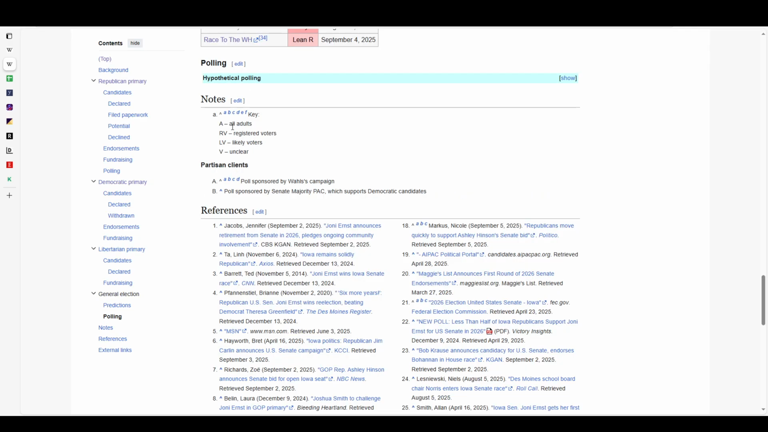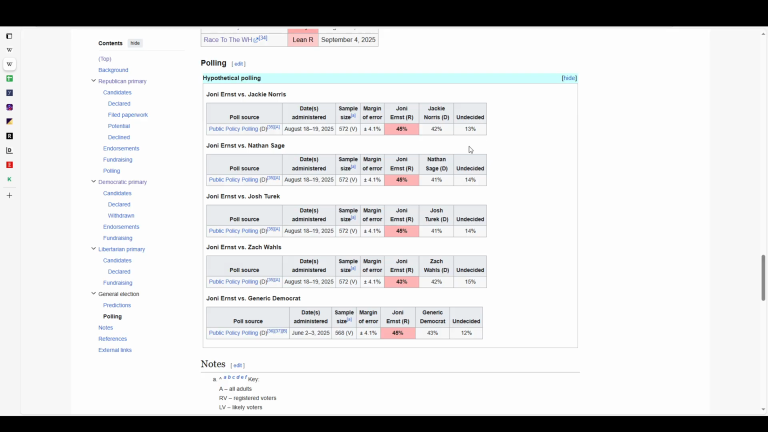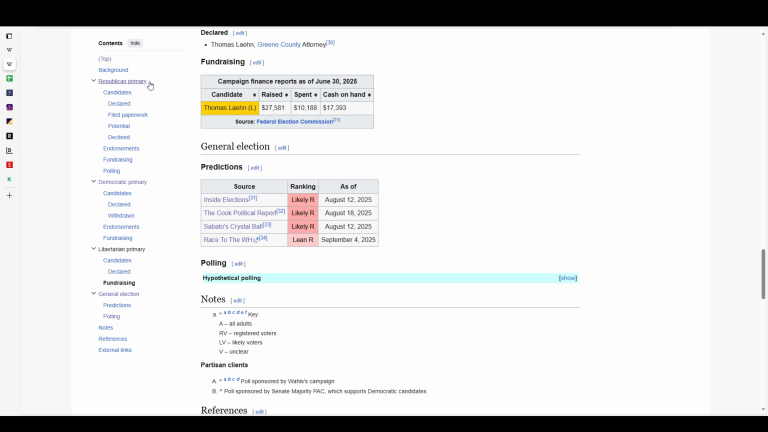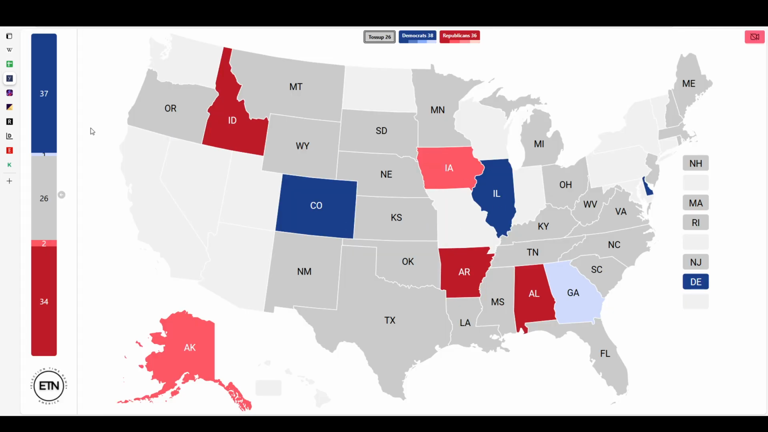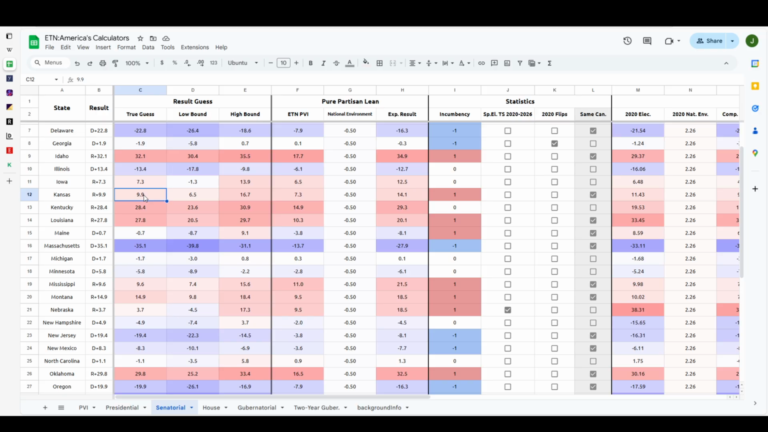In the polling, we basically have nothing. Ernst was actually beating all of them, but not by much. But now that Ernst is out of the race, we'll have to see how things go before we're able to make any more official predictions. That's going to be narrowly likely red on the map.